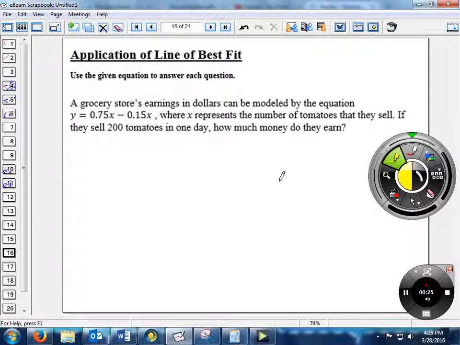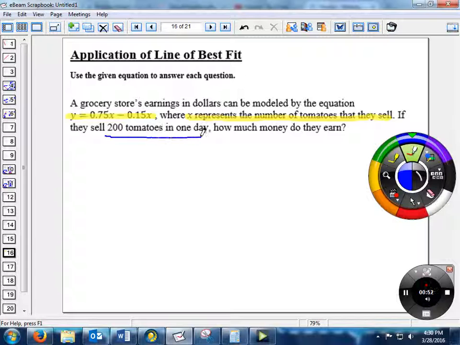So our first equation we have, a grocery store's earnings in dollars can be modeled by the equation y equals 0.75x minus 0.15x, where x represents the number of tomatoes that they sell. If they sell 200 tomatoes in one day, how much do they earn? One thing we need to be paying attention to is A, the equation, and B, what is our variable representing? X represents the number of tomatoes that they sell. So in this case, 200 tomatoes is representing our X.